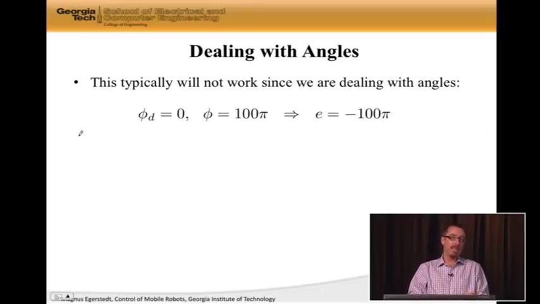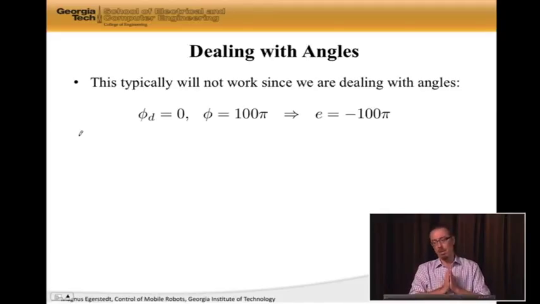In this case, we're dealing with angles. And angles are rather peculiar beasts. Let's say that phi desired is 0 radians, and my actual heading right now, phi, is 100 pi radians. Then the error is minus 100 pi radians, which means that this is a really, really large error. So omega is going to be ginormous. But that doesn't seem right, because 100 pi radians is the same as 0 radians, right? So the error should actually be 0. So we should not be naive when we're dealing with angles.